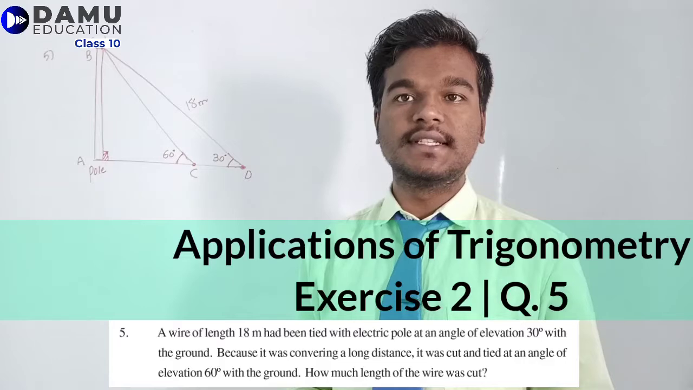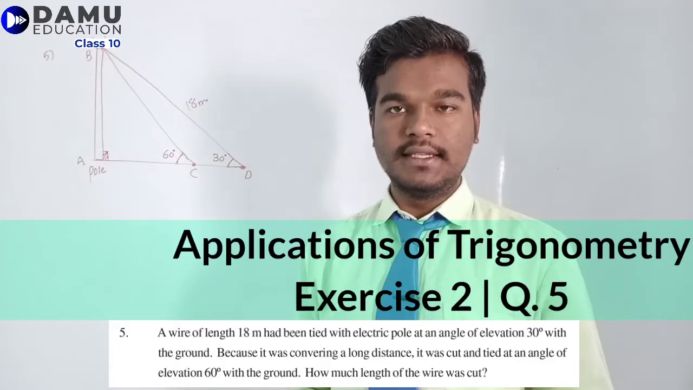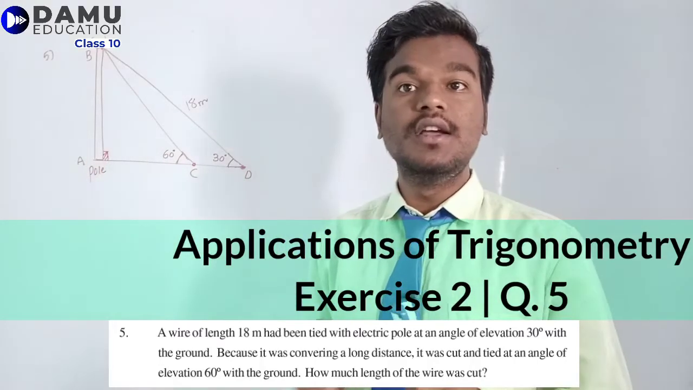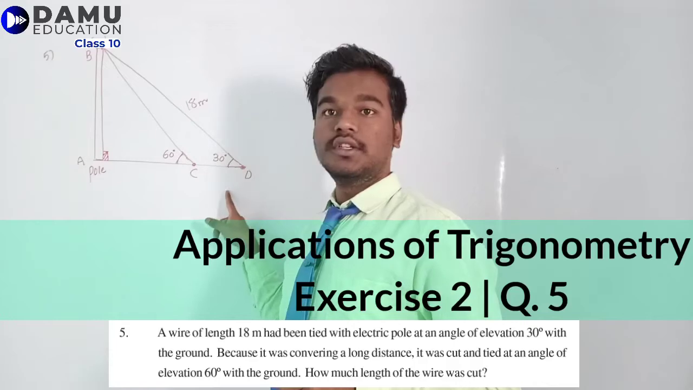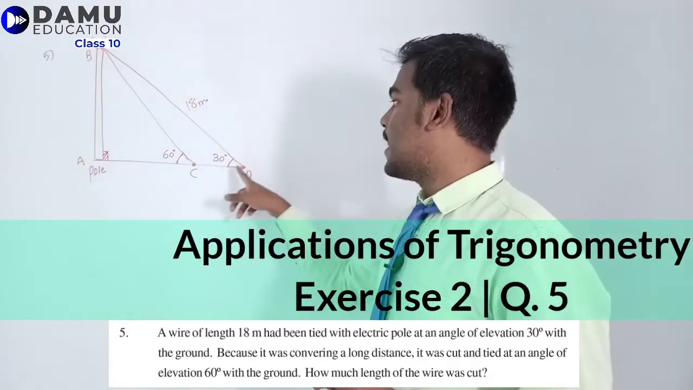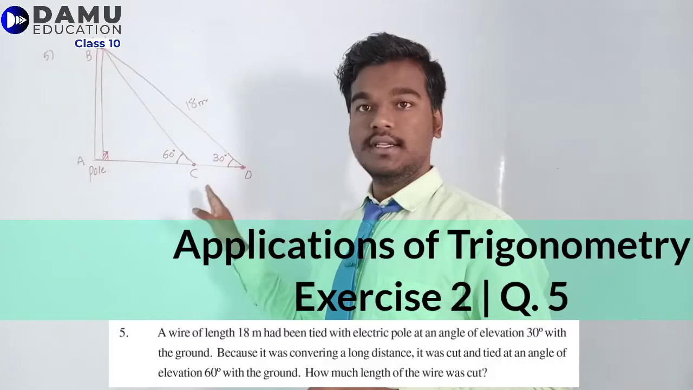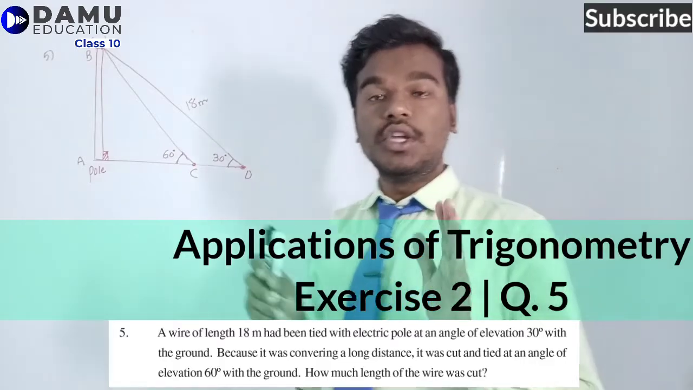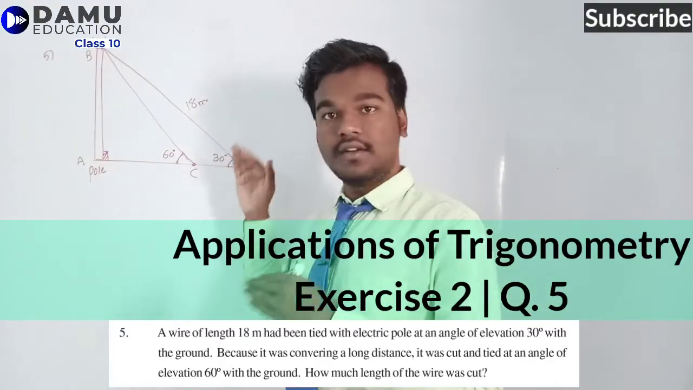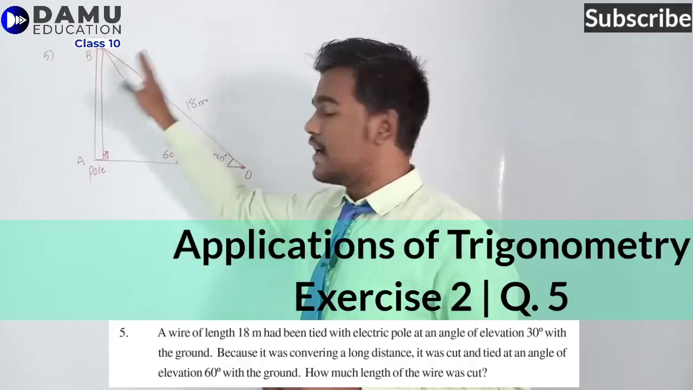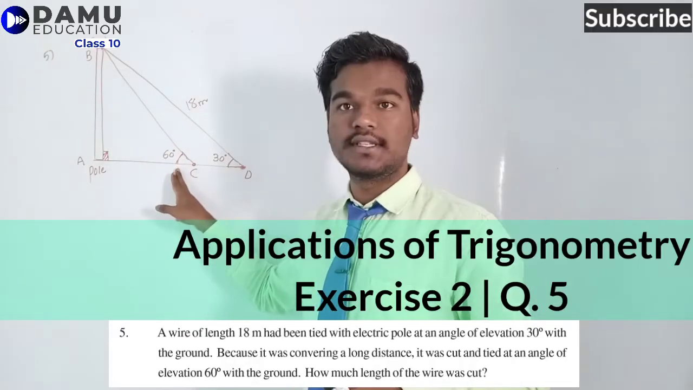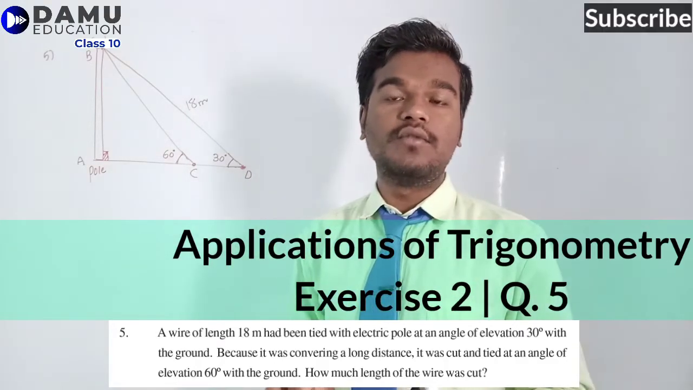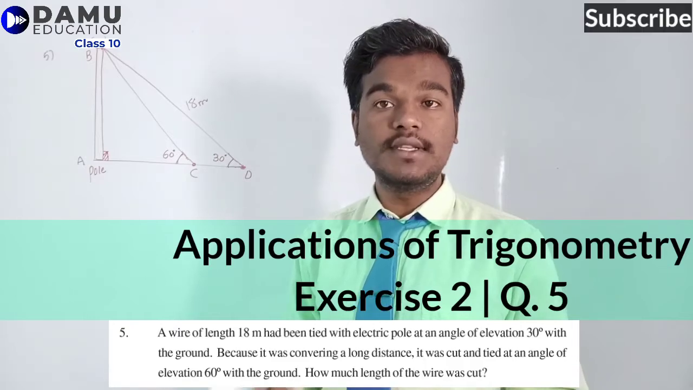So in this module, we are going to discuss our fifth question. For one electric pole, one wire was tied with a length of 18 meters with an angle of elevation of 30 degrees. Then it was moved some distance to the front, and the wire was cut. After that, they again tied it to the electric pole with an angle of elevation of 60 degrees. The question is, how much length of the wire was cut?